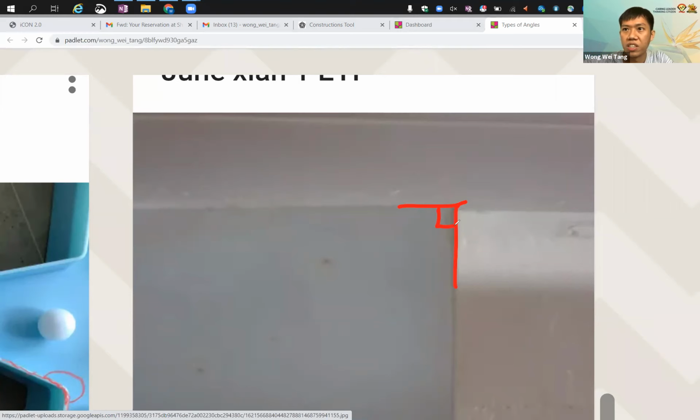No, Junxian is not here. Oh no, Junxian is here. Junxian, can you unmute yourself? Yes. Is this the 90 degrees you're talking about? Yes. So you need to indicate. If you don't indicate, I show you where is the other angle. So possibly this could be the other angle, right? So you must show us. Okay, next one.